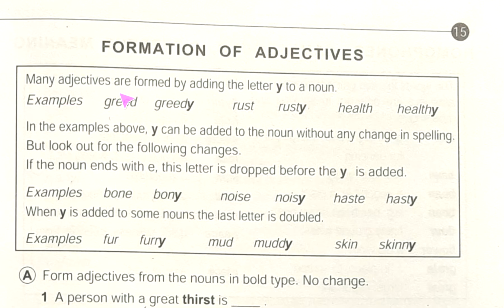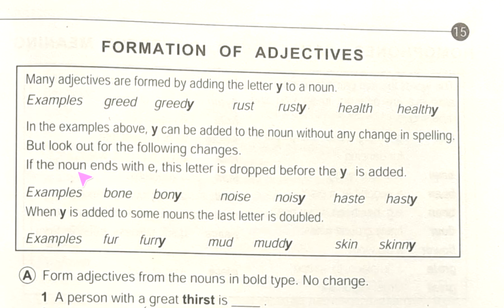Here it is written: many adjectives are formed by adding the letter Y to a noun. Like grid is a noun, and just after adding Y it has become an adjective. In the same way: rust, rusty; health, healthy. In the examples above, Y can be added to the noun without any change in spelling, but look out for the following changes.